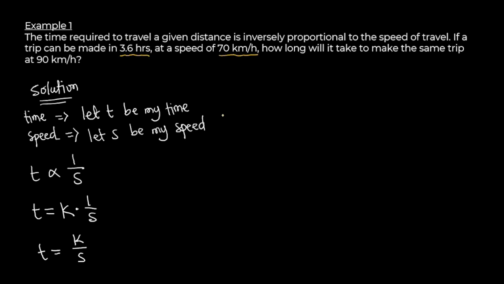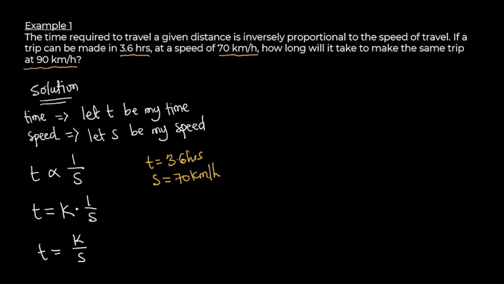At 70 kilometers per hour, how long will it take to make the same trip at 90 kilometers per hour? So let's look at that. In the first instance, we have the time to be 3.6 hours, and then we have our speed to be 70 kilometers per hour. So let's go ahead and calculate the value of our constant of proportionality.